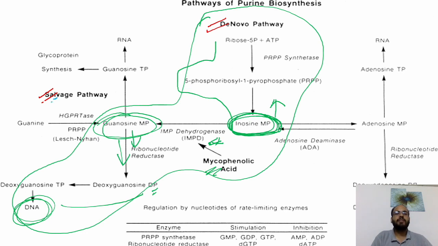Now the salvage pathway can form guanosine by utilizing other molecules. For example, it can utilize guanine and use HGPRTase to form guanosine monophosphate. Other cells can use the salvage pathway to form purines, but since leukocytes are dependent on the de novo pathway, they are not able to form guanosine, and this leads to no DNA. This leads to apoptosis of cells. Clear? So now we know why MMF selectively inhibits proliferation of lymphocytes.